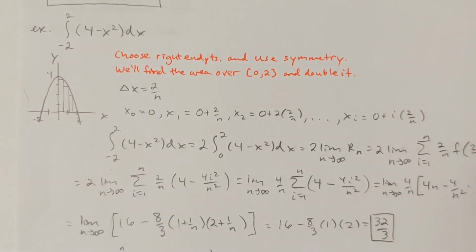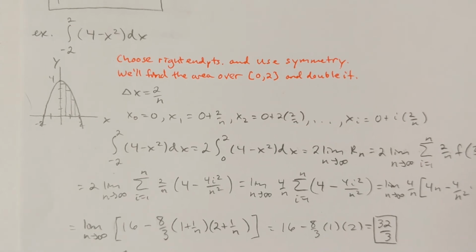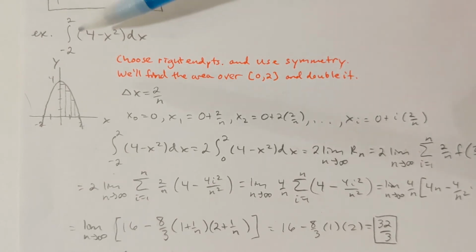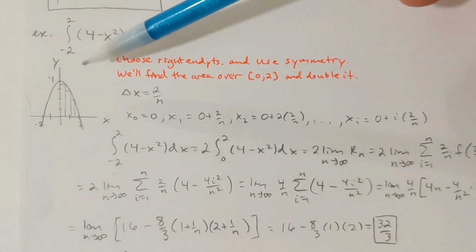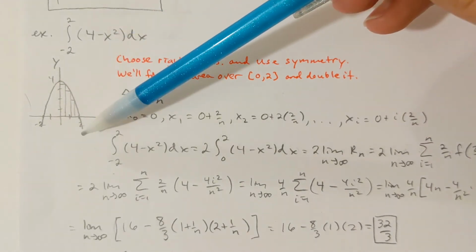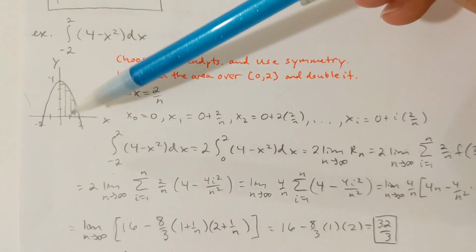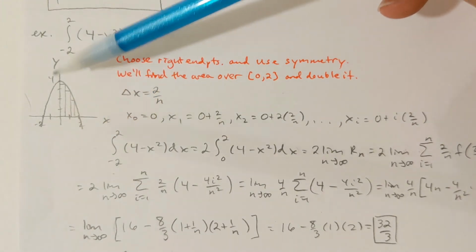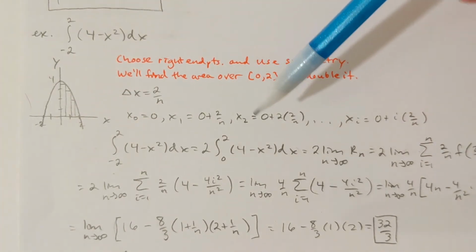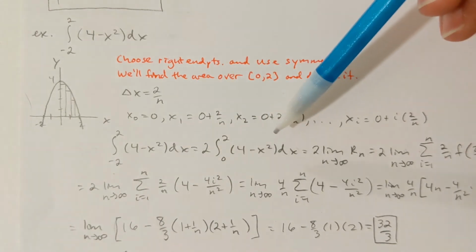Okay. Let me take a look at another one here. Suppose that we want to find the integral going from -2 to 2 of 4 minus x squared dx. So that would be a parabola. I've drawn the picture. And now this parabola is symmetric to the y-axis. And so I'm going to use some symmetry here in the calculation.